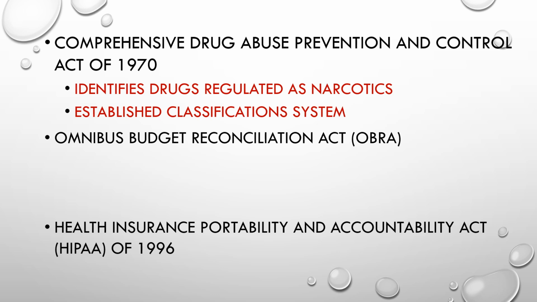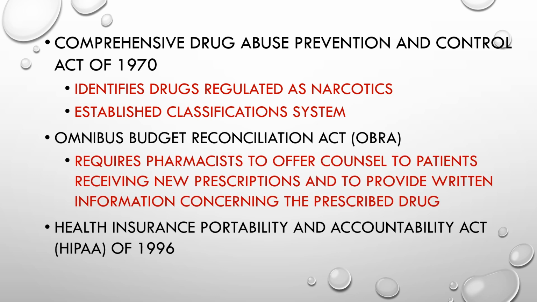Then the Omnibus Budget Reconciliation Act, or the OMBRA. This required that pharmacists offer counseling to patients who were receiving new prescriptions, and also written information. So all the stuff whenever you get a prescription, that little pamphlet that comes in it, that is a law. They have to provide that based on this act. And again, pharmacists had to at least offer. So typically whenever you get a drug, you have to click that you decline consultation, or you had it, or something like that.